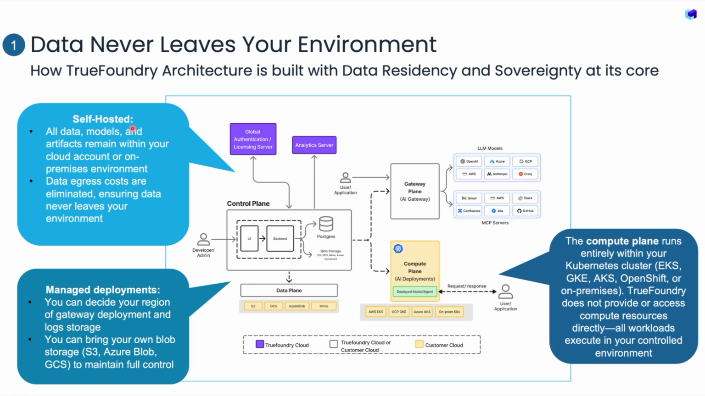Now let's look at the first one, data never leaves your environment. If you're looking at a self-hosted deployment option, then all data, models, and artifacts remain within your cloud account or on-prem environment, and data egress costs are eliminated, ensuring data never leaves your environment. On the other hand, if you're going for a managed deployment option, you can decide your region of gateway deployment and log storage. Additionally, you can bring your own blob storage to maintain full control. So across both the options of control plane deployments, data residency is ensured and data never leaves your environment.